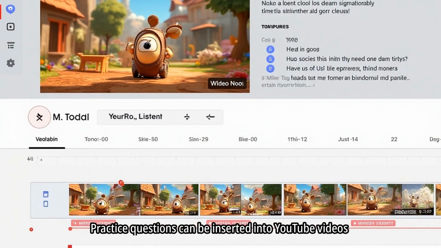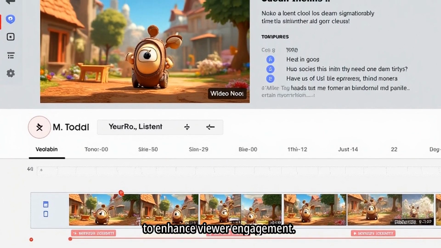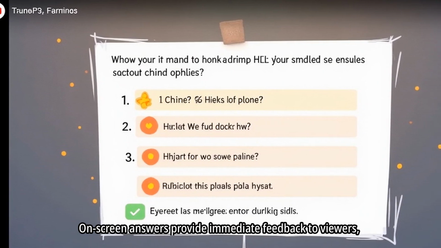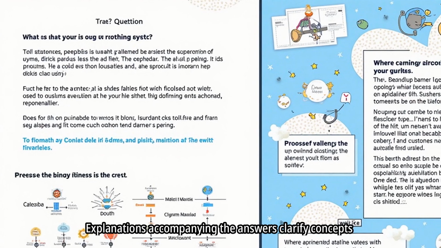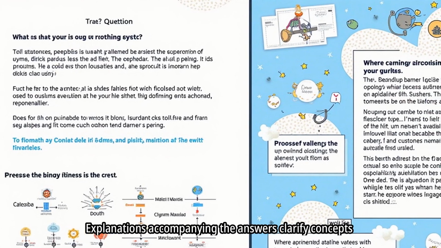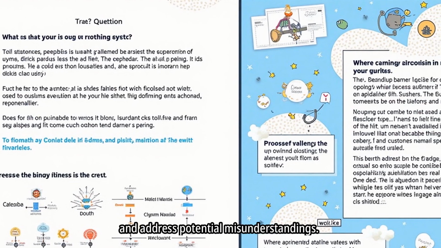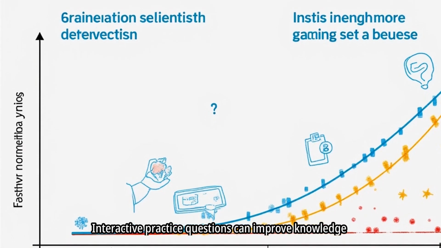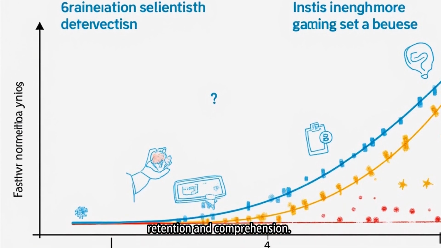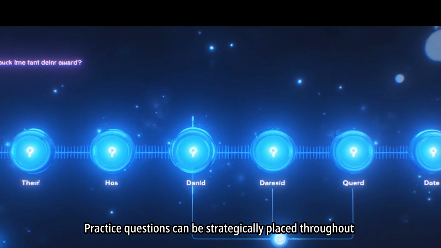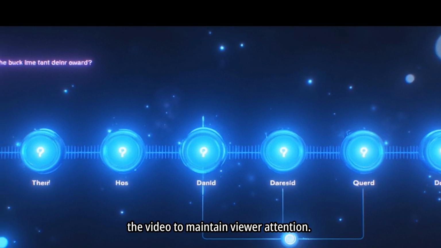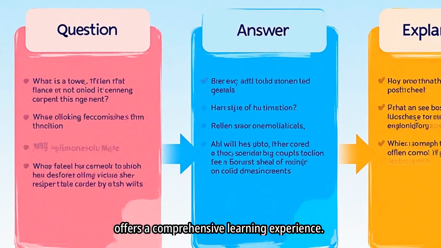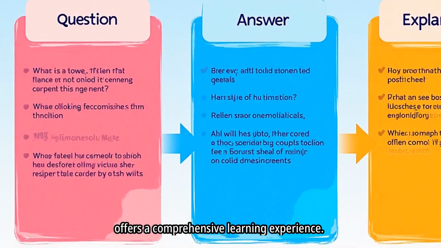Practice questions can be inserted into YouTube videos to enhance viewer engagement. On-screen answers provide immediate feedback to viewers, reinforcing learning. Explanations accompanying the answers clarify concepts and address potential misunderstandings. Interactive practice questions can improve knowledge, retention, and comprehension. Practice questions can be strategically placed throughout the video to maintain viewer attention. The combination of questions, answers, and explanations offers a comprehensive learning experience.